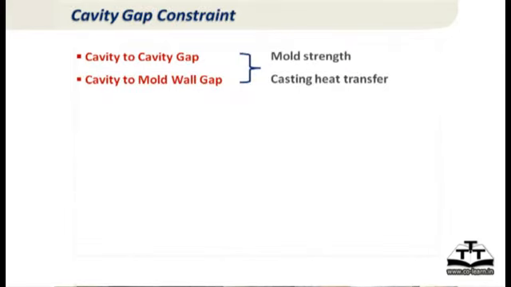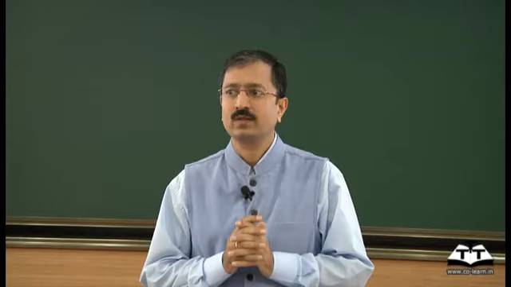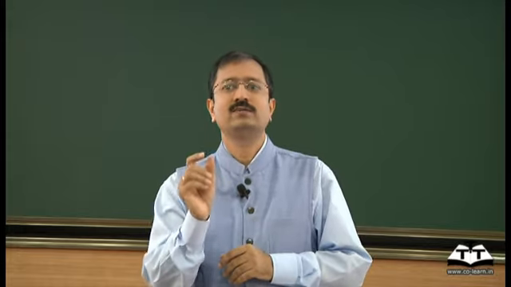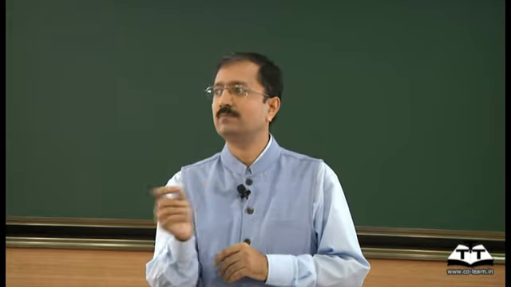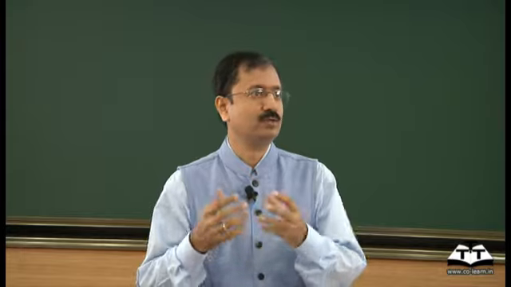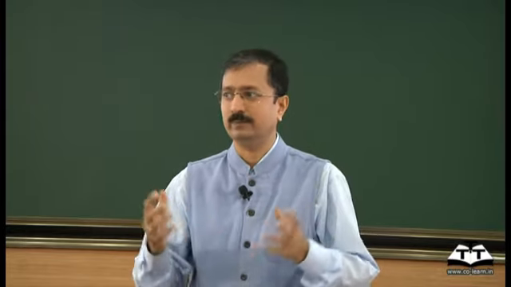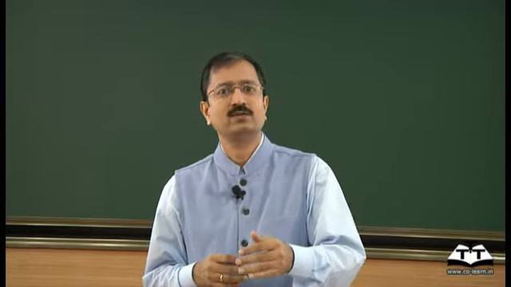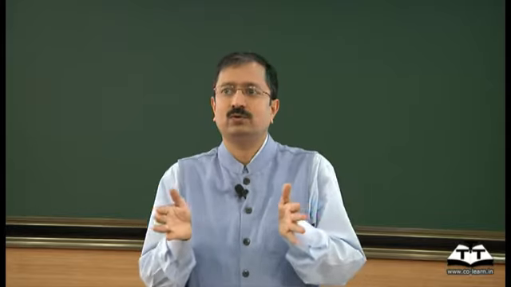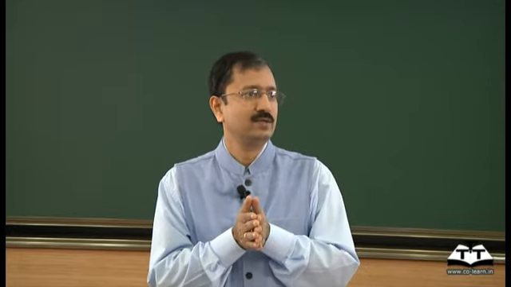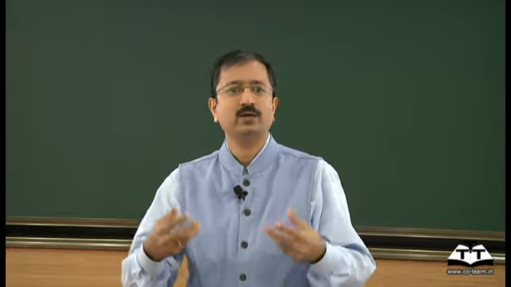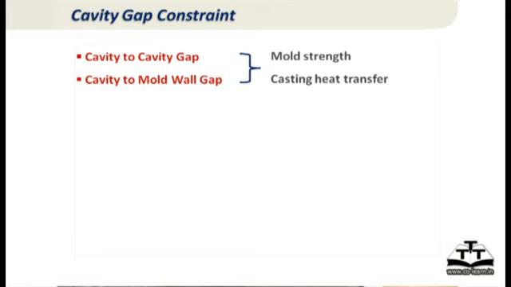The first thing you have to worry about is what is the gap between the 2 cavities that is allowed. If the gap is too small, you have 2 complications. One is the mold wall itself will become so weak that the gap may break, which is of course a catastrophic kind of a thing. That is really bad. But the next thing is also equally bad: if your cavities are too close, the area between the 2 cavities, the sand mold becomes too hot, doesn't allow the heat to transfer, and you get a hot spot which was not there before.